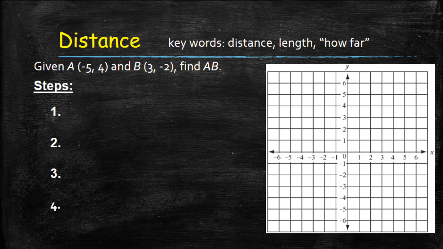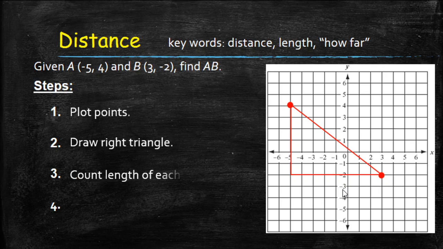Lastly, we're going to look at distance. For distance, our keywords to look for are distance, length, or how far. So we have 2 points, A (-5, 4) and B (3, -2). And it says find AB. Now, when we have a segment name, AB, with no line above it, that means the length of AB. So step 1 is to plot the points. So I have (-5, 4) and (3, -2). And then I'm going to draw a right triangle. So I connect those two, and then I follow the grid lines to draw a right triangle.